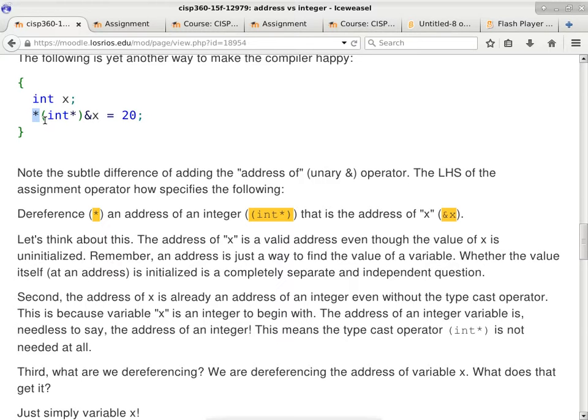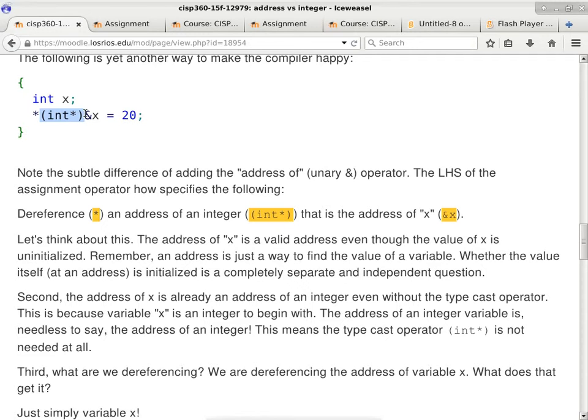I'll say that sentence again. Let me highlight the operator as I say it. I am following an address of an integer that is treated as an address of an integer. That's okay, right? And I'm saying I want to store the value of 20 at that location. What does it actually do? It stores 20 into x.